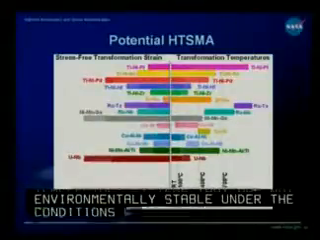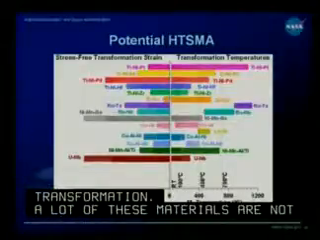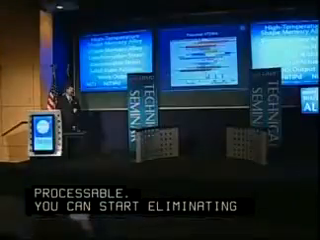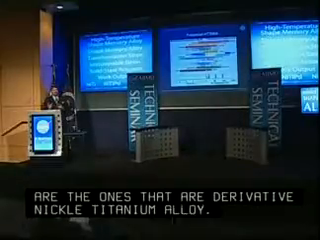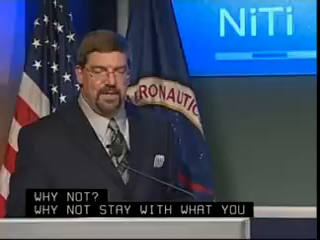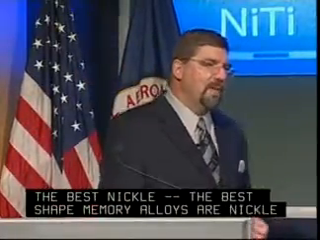A lot of these materials are not processable, so if we start eliminating systems, about all you're left with are the ones that are derivative nickel-titanium alloys. And why not? Why not stay with what you've got? What got you here? The best shape memory alloys are nickel-titanium, so you might as well work with a derivative structure. So if we could have the next slide.